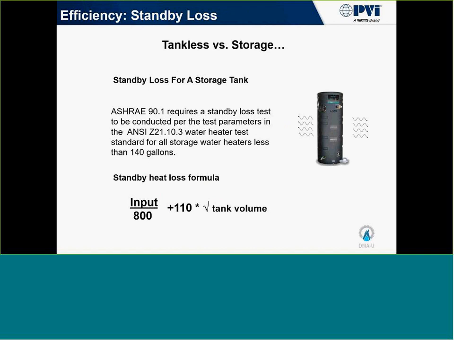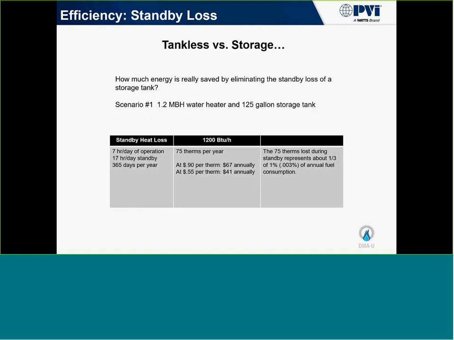So one of the main arguments for tankless is standby loss. And with regards to the R value of the insulation that are now required in water heaters, the standby loss or heat loss is much less than what it was in the past. And so our standby loss heat formula shown at the bottom of the page is basically you take your input and then you put it into that equation. That's going to give you how much you're going to lose over a period of time.